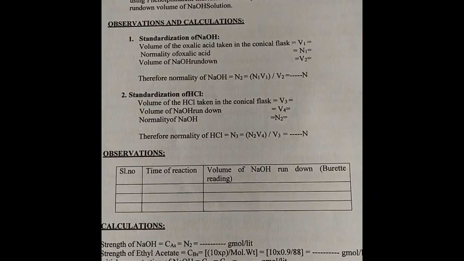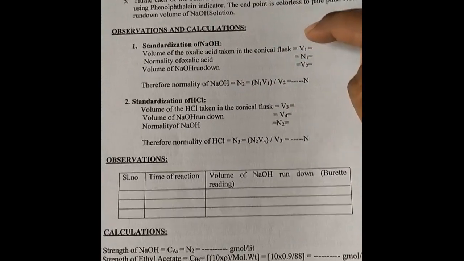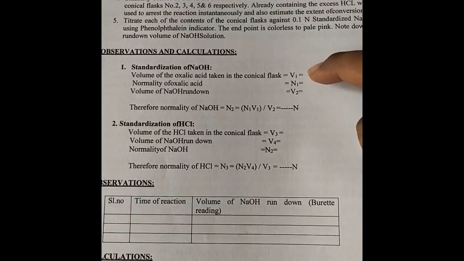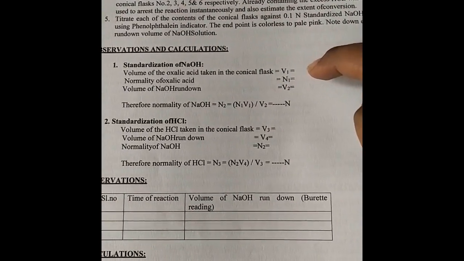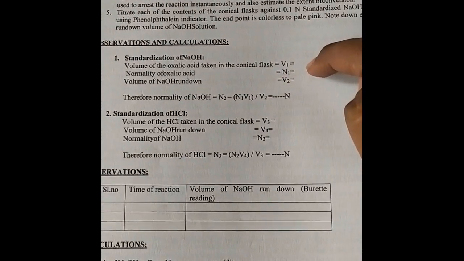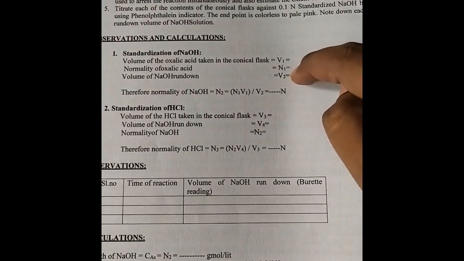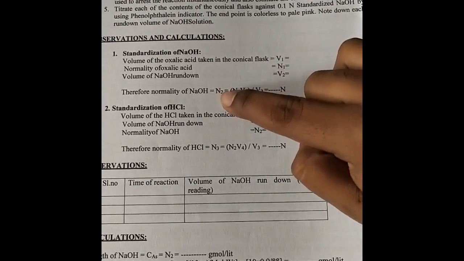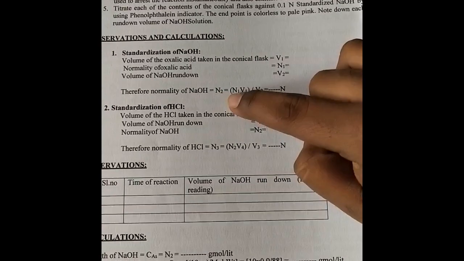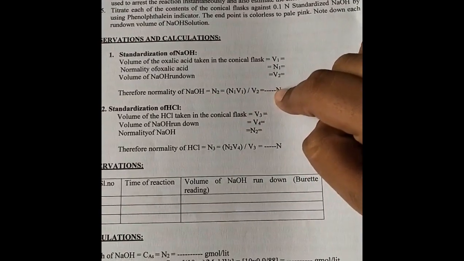Reactor experiment, the observation and calculations. So after the standardization of NaOH, we need to note down the values of V1, that is the volume of oxalic acid taken in the conical flask, that is 10 ml. The normality of oxalic acid is 0.1 normal. The volume of NaOH rundown in the burette is whatever value we get. Based on that, we need to calculate the normality of NaOH, N2, which is equal to N1 V1 divided by V2. So we get some normality.